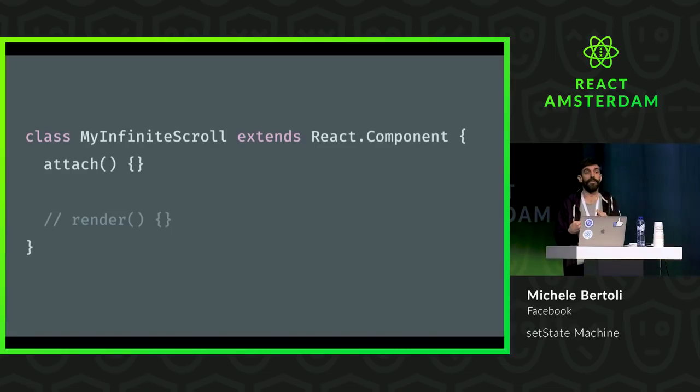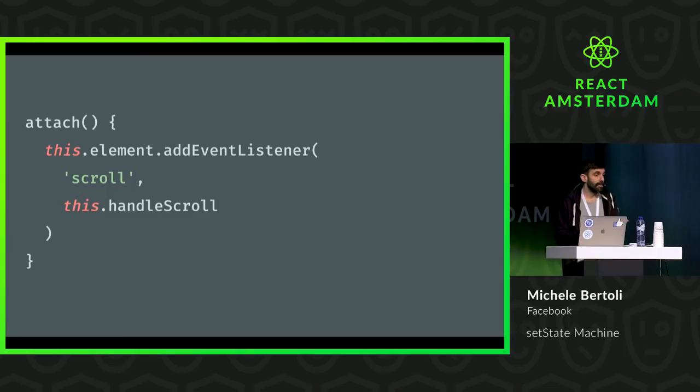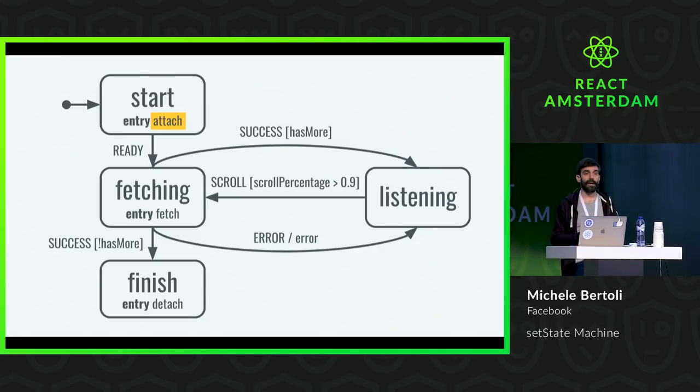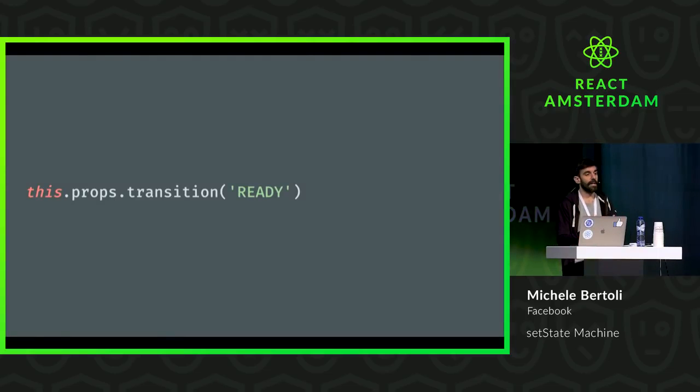And React Automata is going to fire it at the right moment in time. The attach would look like this. For example, you use the reference to an element to attach the event handler. Okay, when the attach is done, so we are listening to the scroll event, we want to tell the machine that we're ready. We're ready to start fetching. And so how do we send a ready transition to the machine? We just use the transition function that we receive from the props, from the higher order component, with the label of the input that we want to give to the machine.